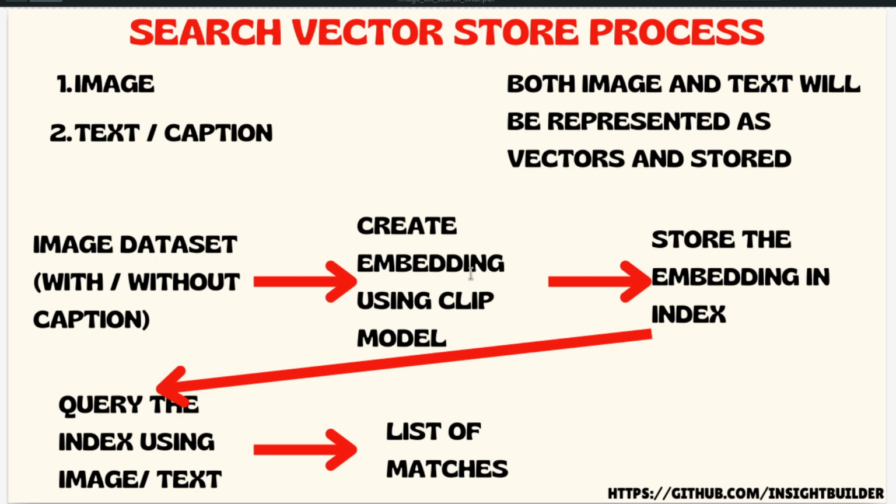Second, you have to create the embedding using the clip model. So I will be explaining what is clip model in a couple of minutes. Next, we have to store the embedding inside the index, that is the database, and then we are going to query the index. So when you are going to query the index, we are going to use two methods. We are going to send an image and query the index, and also we are going to send text and we are going to query the index. And finally, we are going to list the matches that are coming out. This is what we are going to do.